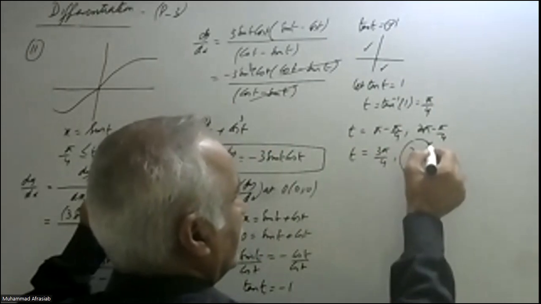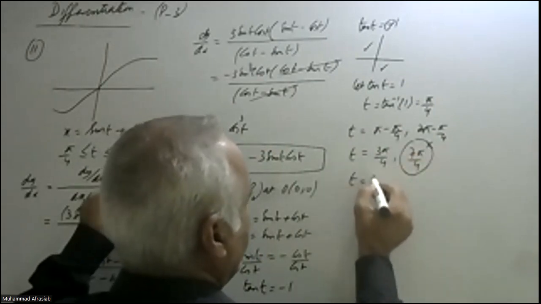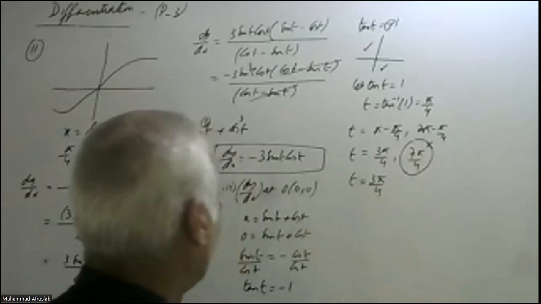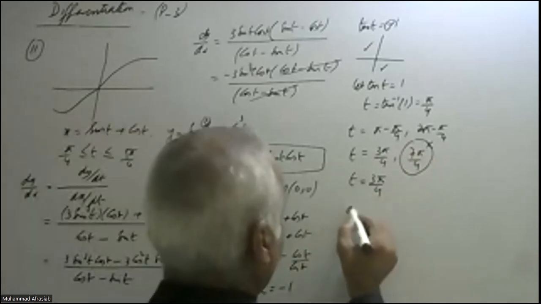So this will not be taken. So the t value is there. That is 3 pi by 4. And now we will calculate the gradient at this point.